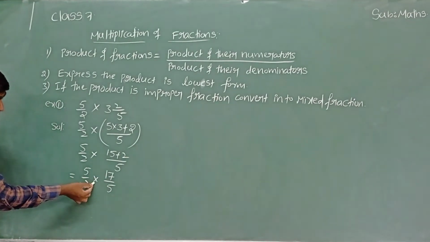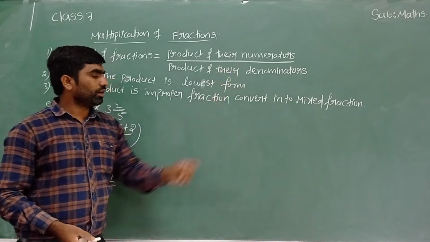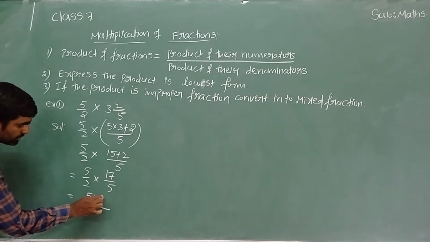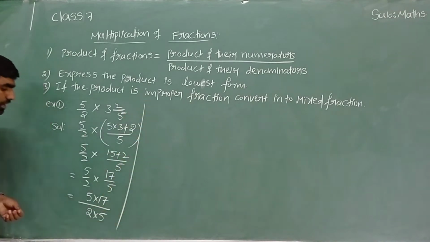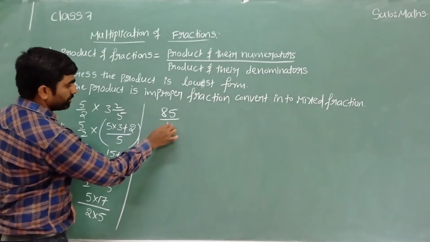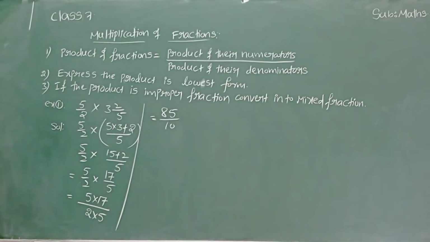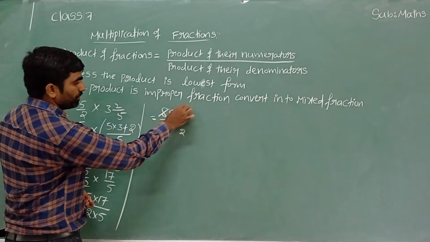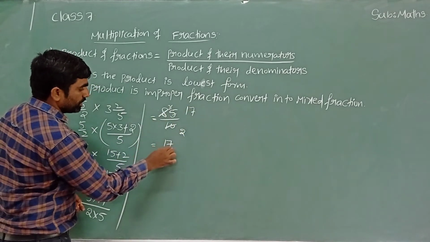How can I multiply these both fractions? What is the formula we have? Product of their numerators by product of their denominators. Multiply the numerators: 5 into 17 by 2 into 5. Let's simplify this. 17 5s are 85, by 5 2s are 10. Now see, is there any common factor for both? Yes, 5 is the common factor of both numerator and denominator. 5 2s are 10, 5 1s are 5, 3 left, 5 7s are 35. I got 17 by 2.